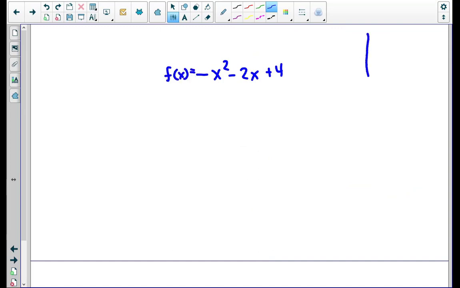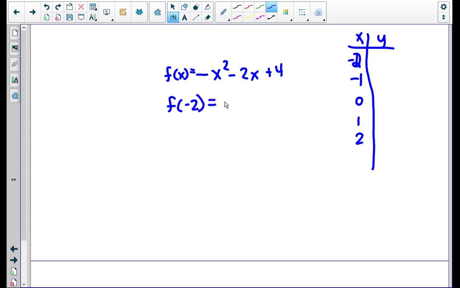Okay, and we're going to make a table of values. We usually like to pick the same 5, right? Negative 2, negative 1, 0, 1, 2. Okay, and then we plug them in, right? We'll start in order, so we'll do f of negative 2.